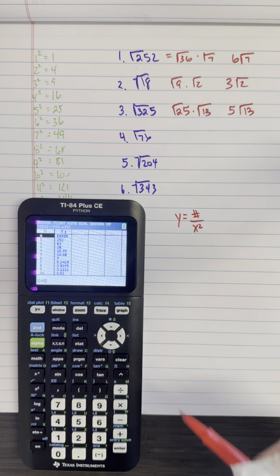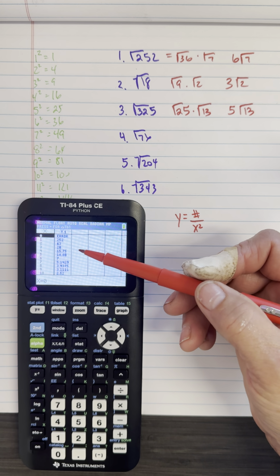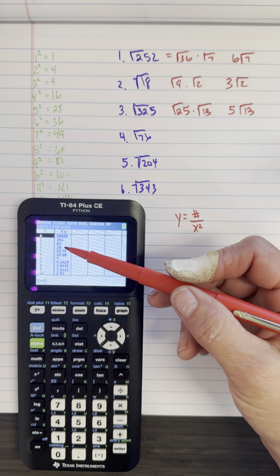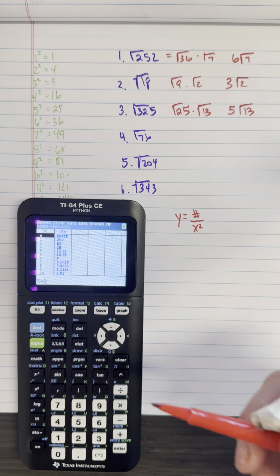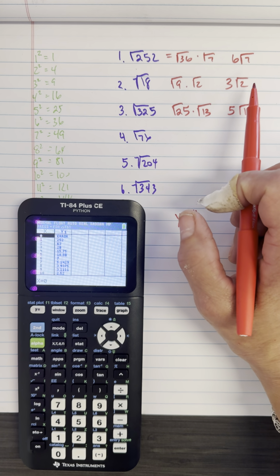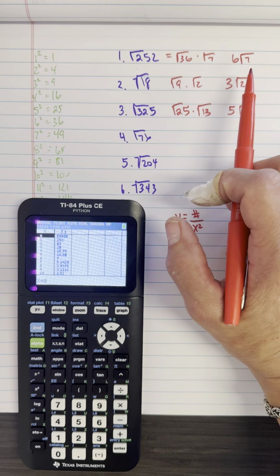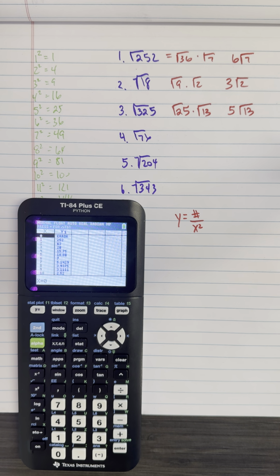If we look at our table, we have 1 and 252. Of course, 1's in everything. And we have 2 more, and then our last whole number is 6 and 7. Notice our answer was 6 on the square root of 7, because you have to take the square root of 36.